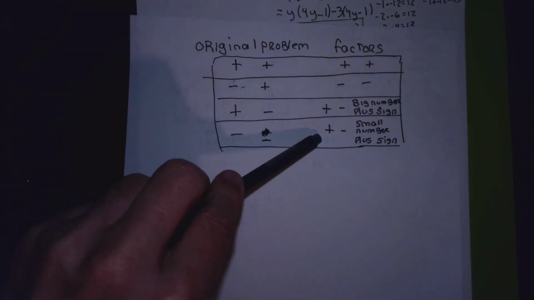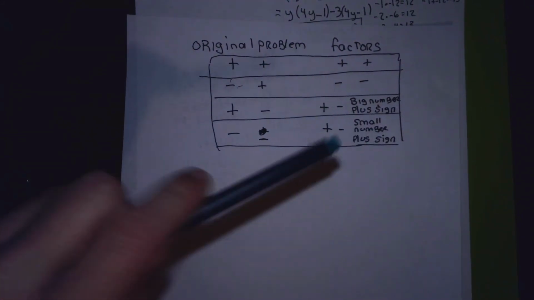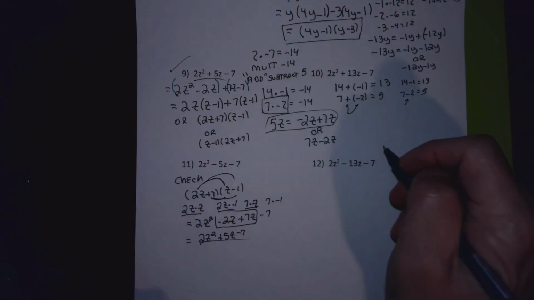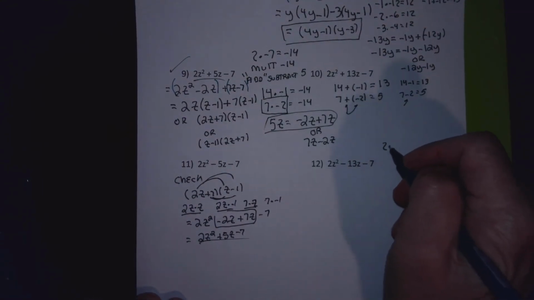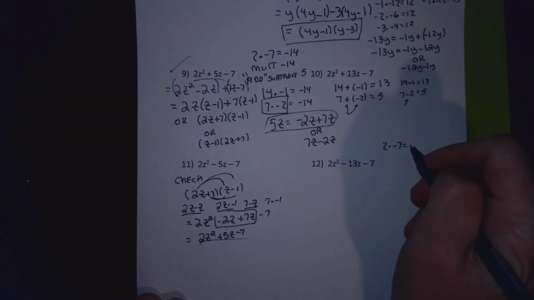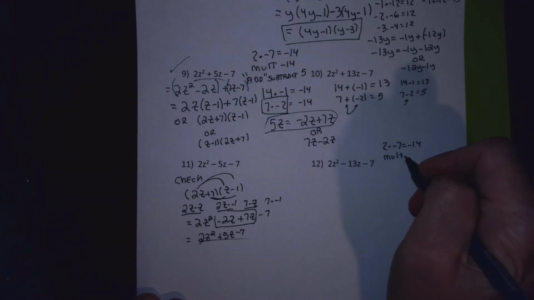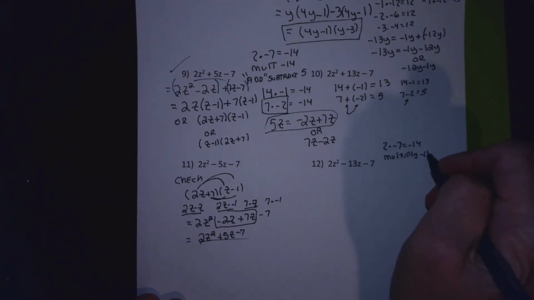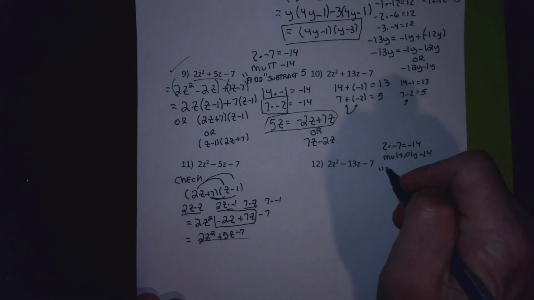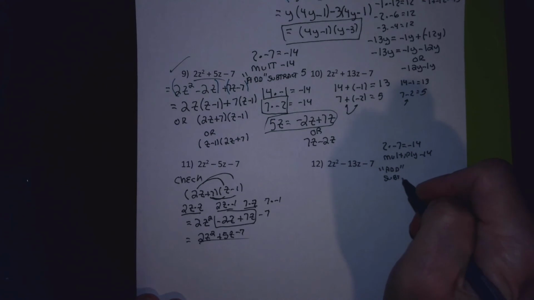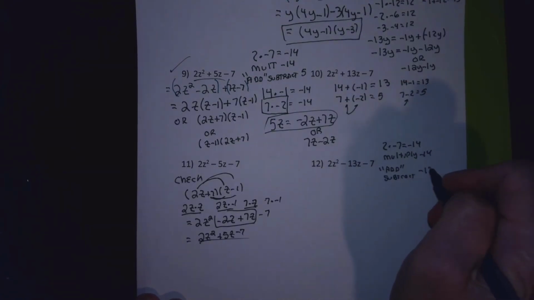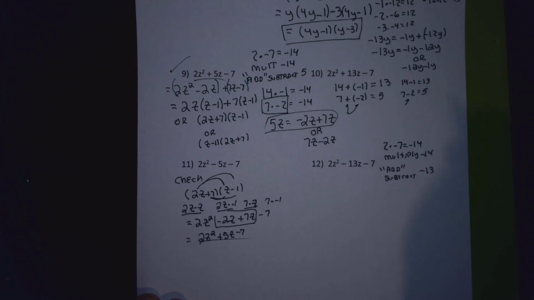In 12, this is a minus minus, so I need the plus minus when I'm splitting up the numbers. Small number gets the plus sign. So I start off, I multiply the lead coefficient of 2 times the constant of negative 7. I get negative 14. I'm looking for numbers that multiply to negative 14 and either quote-unquote add or subtract, if it helps me, because I'm really subtracting, to get negative 13. And for 14, I know the numbers, but small number plus, big number minus.